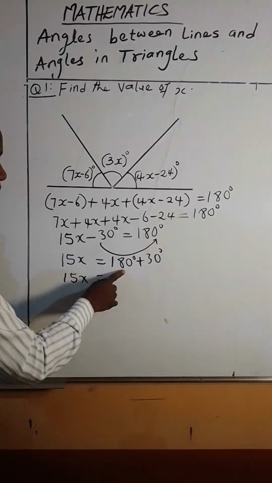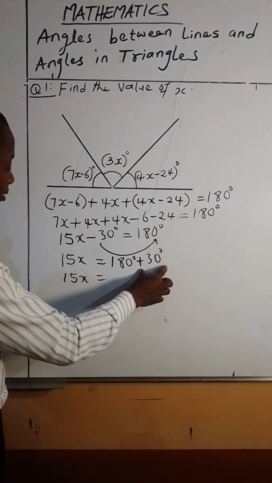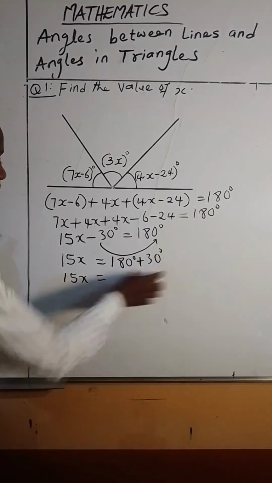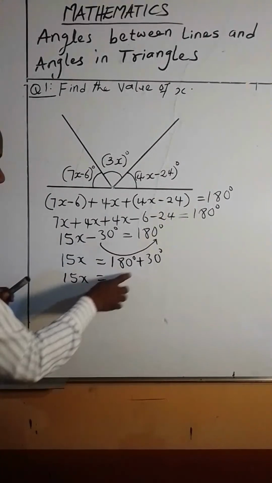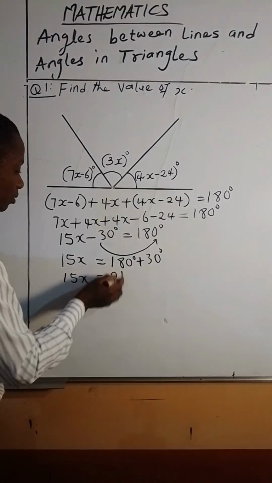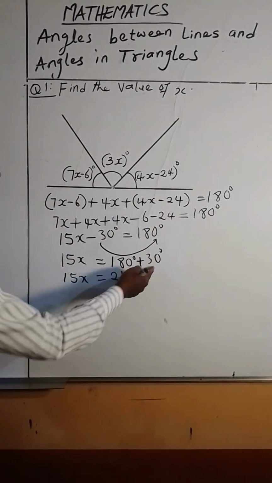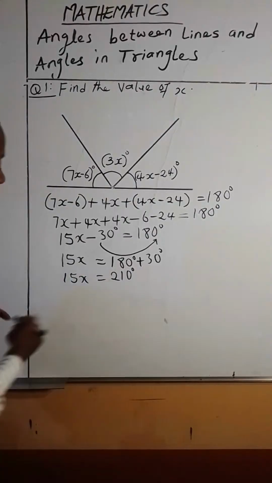And when we add up 180 plus 30 degrees, what do we get? When we add up, we get 210 degrees. This is what we are going to get when we add up these two.